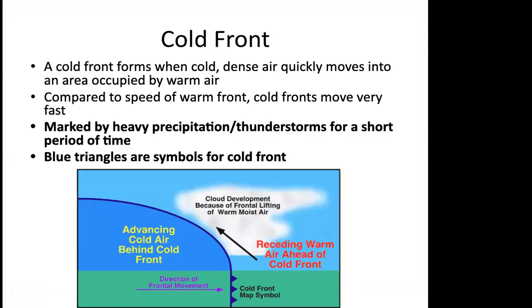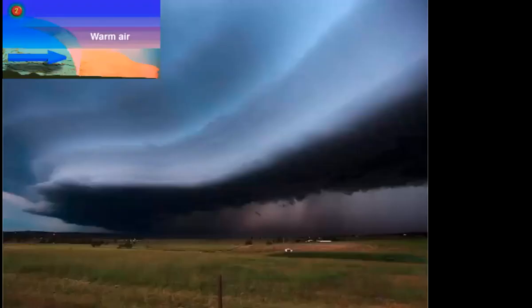You did? All right. Next is a cold front. A cold front forms when cold, dense air quickly moves into an area that is already occupied by warm air. Compared to the speed of a warm front, cold fronts move very fast. They're marked by heavy precipitation and thunderstorms for a short period of time. These are represented by blue triangles. So you see red semicircles, we're warm. And if we see blue triangles, we are cold. When you see blue, think cold; red, we're warm.